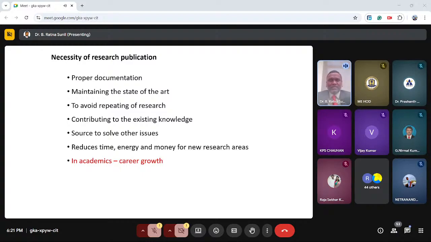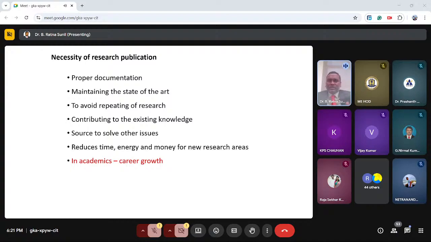That's why you can see that the technology we developed over the past 100 years is now being developed within 10 years, because of the availability of research findings and knowledge. Based on that, new research findings add to the existing knowledge to progress with this much speed. So publication contributes to the existing knowledge and is a source to solve other issues.